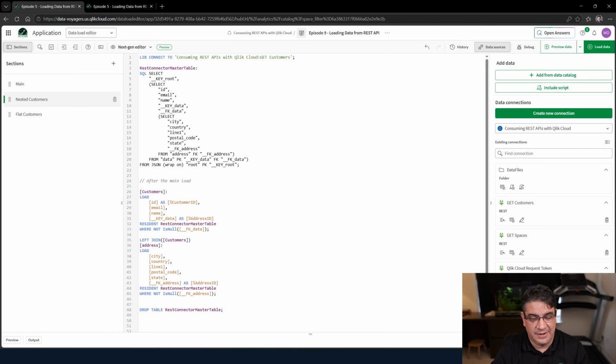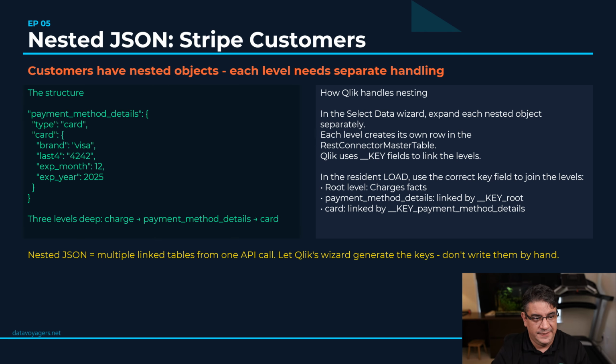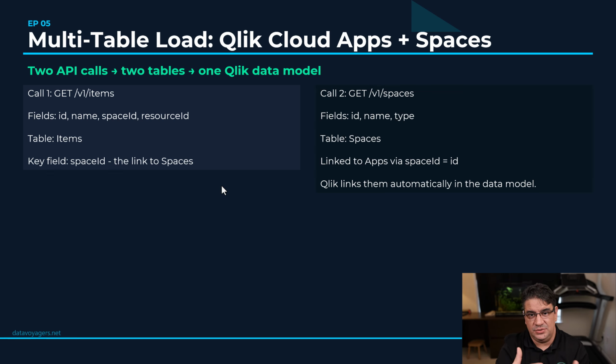Okay, so that's everything about flat and nested ones. Now let's see another way. You can also use multiple REST connections in the same load script. No problem. It's like connecting to multiple databases in the same flow, and you can manipulate those tables, okay? So let's see an interesting scenario here.